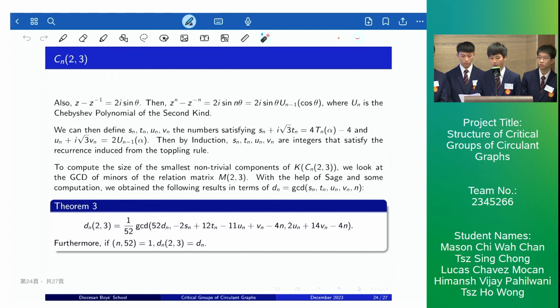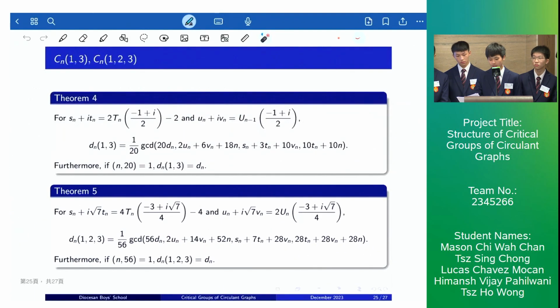Since the components of the critical group are determined by the GCDs of the relation matrix M_23, we can express the smallest non-trivial component D_n^23 as shown. Furthermore, when n is coprime with 52, that component is simply the GCD of the 4 real and imaginary parts and n. Using a similar method, here are the results for C_n(1,3) and C_n(1,2,3), in terms of the two kinds of Chebyshev polynomials. We were also able to reduce the required GCD to simpler forms when n is coprime with 20 and 56 respectively.